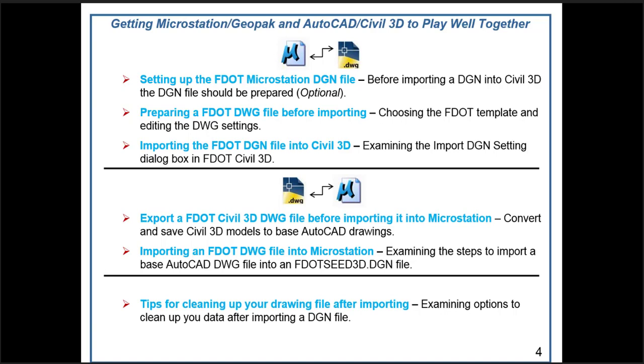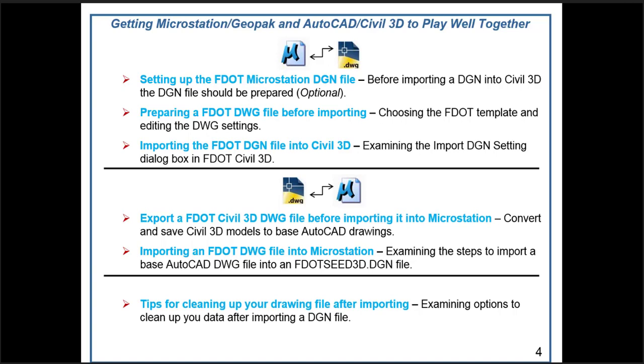The next section of this webinar, we're going to look at how to take a DWG file and export it out into MicroStation. We'll look at the conversion process of how it takes Civil 3D objects and exports them out so that regular AutoCAD or MicroStation can open up and view these Civil 3D objects in a file. And then we'll look at importing an FDOT DWG file into MicroStation using the FDOT C3D DGN file that comes installed with the Civil 3D State Kit.